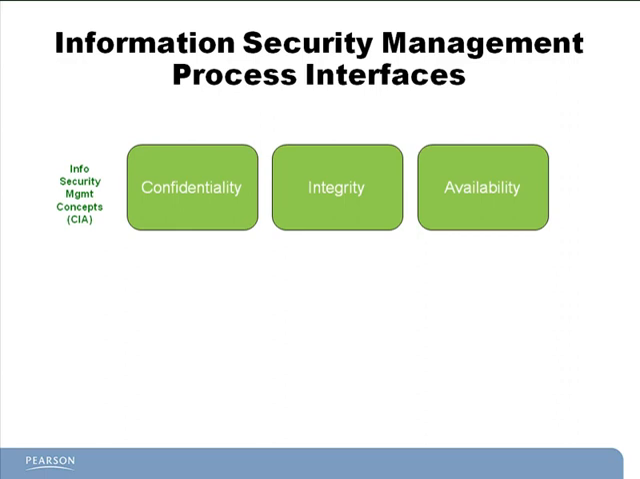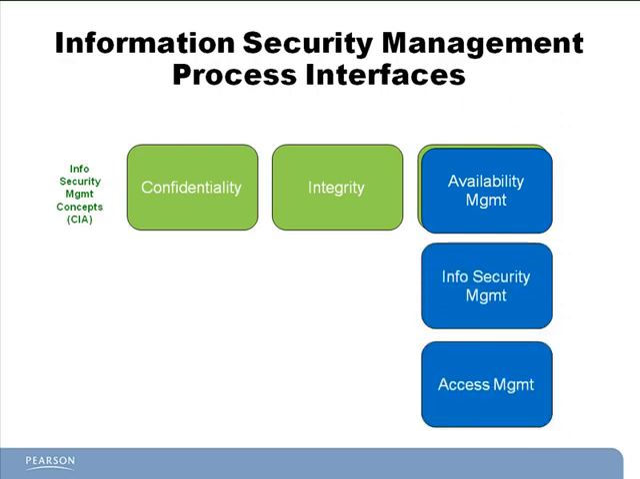But we've heard the word availability before as part of availability management. And the three processes most closely related to information security management spell AIA for availability management, information security management, and access management. Now, pretty much everything we do should be done with security on the brain, and many other processes have security considerations built in, but these are the three that interface the most.